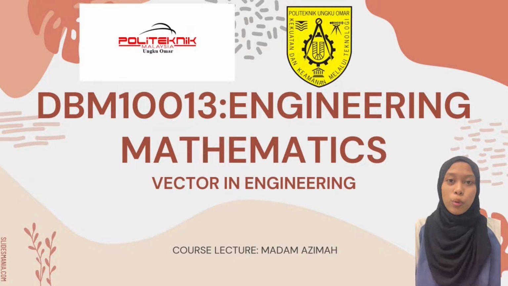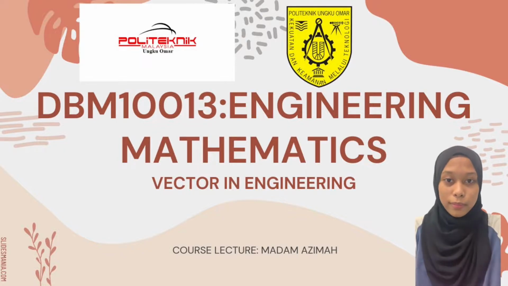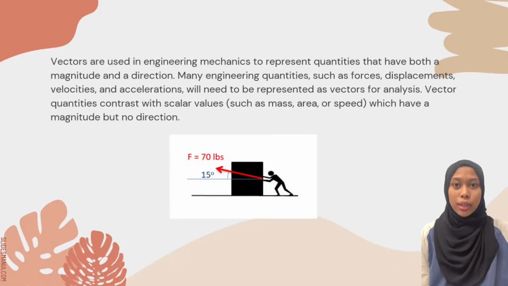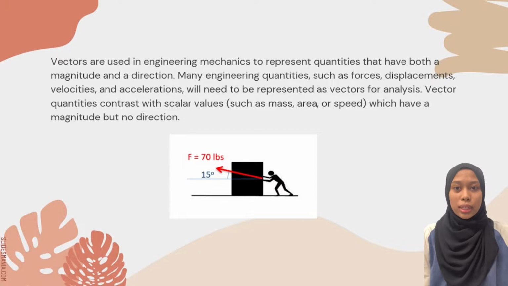Today, we will be presenting about vector in engineering. Introduction of vector in engineering. Vectors are used in engineering mechanics to represent quantities that have both a magnitude and a direction. Many engineering quantities, such as force, displacements, velocities, and accelerations, will need to be represented as vectors for analysis.